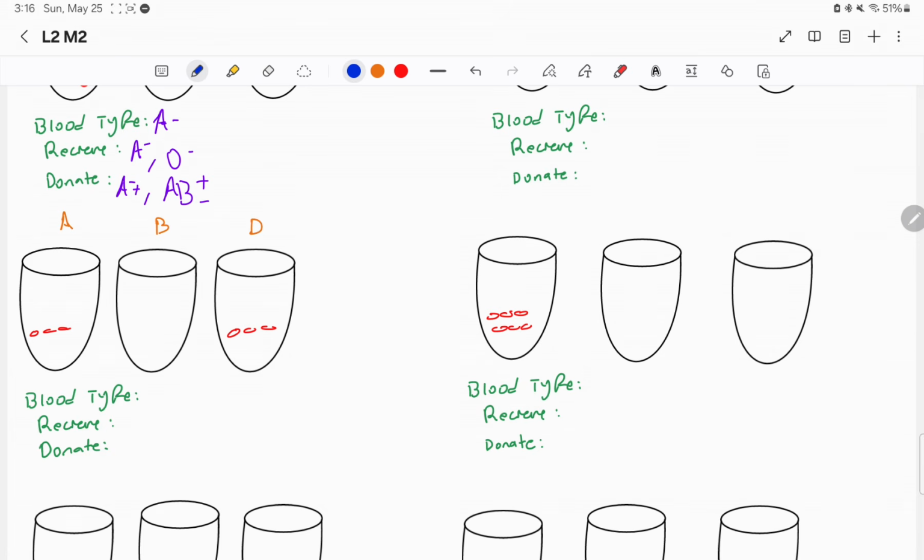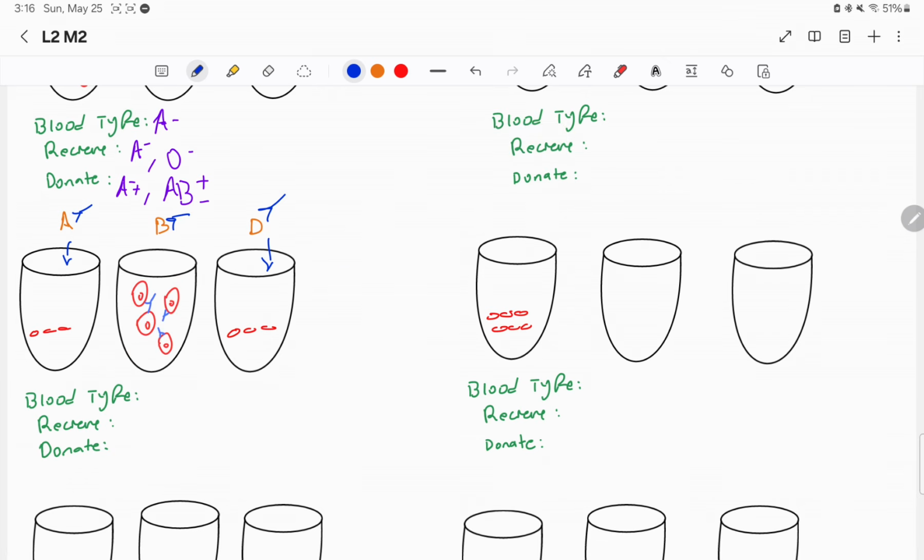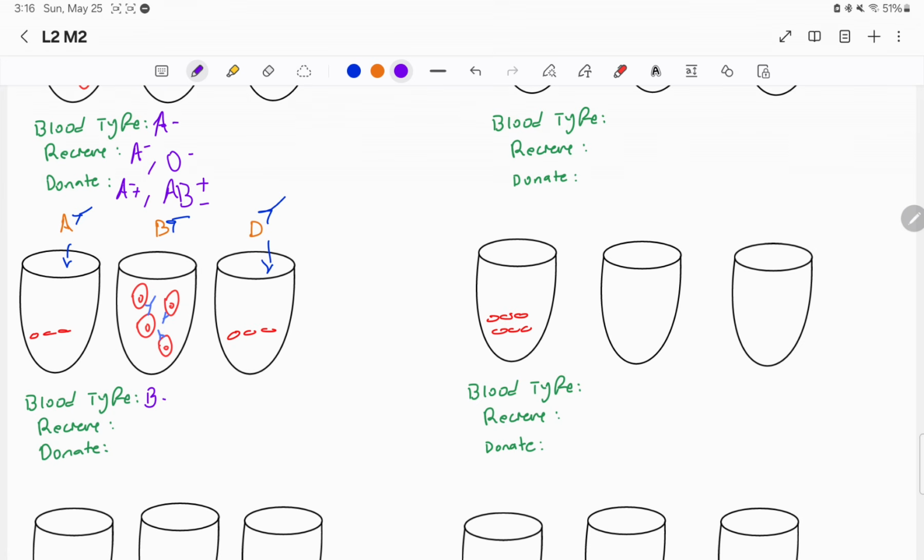Okay, so I go out to the store, or, you know, the pharmacy or whatever, okay? And I buy antibodies for D, and I put them in there, nothing happens. I buy antibodies for A, I put them in there, nothing happens. I buy antibodies for B, and lo and behold, boom, clumping occurs. So, what blood type is this guy? This guy definitely is B, and nothing happened in the D, so he has to be B negative.